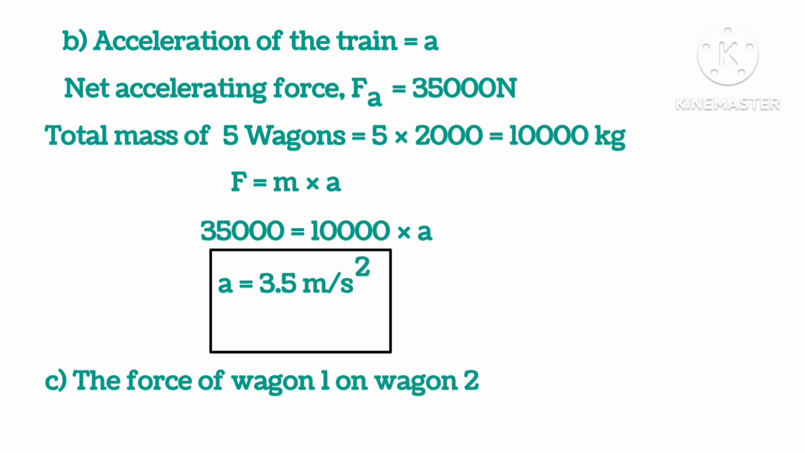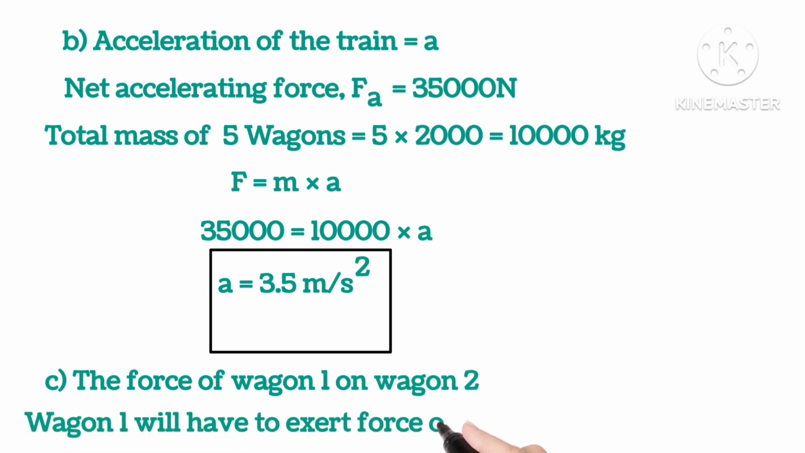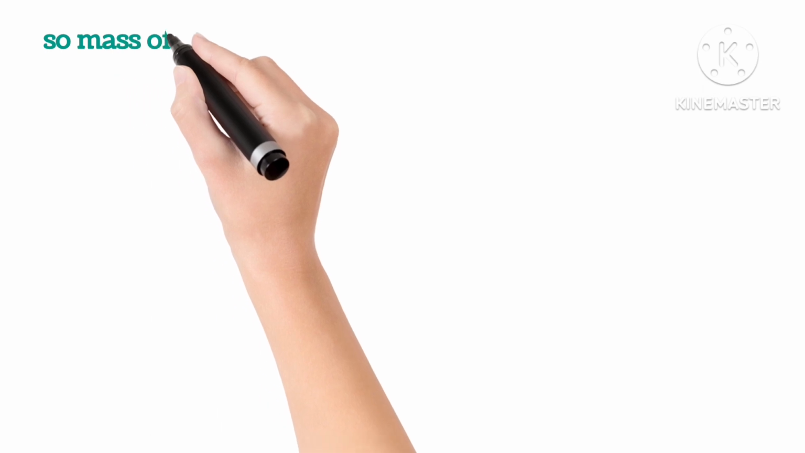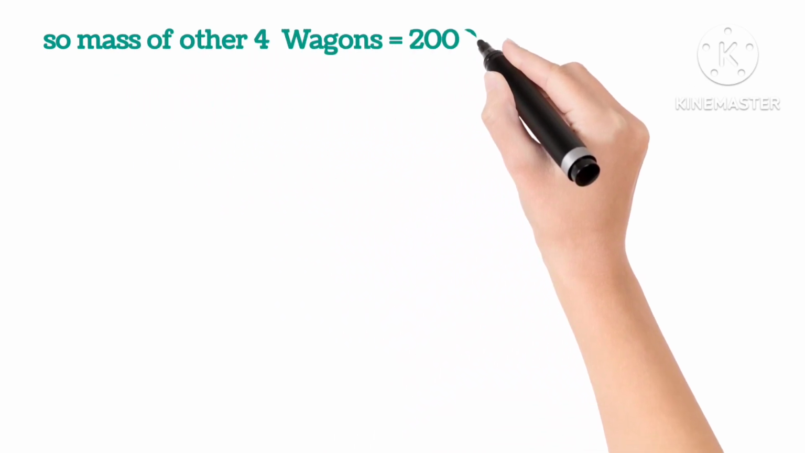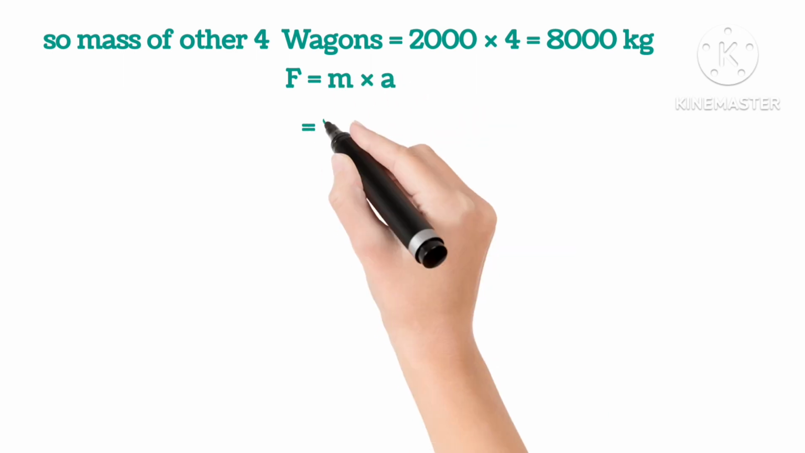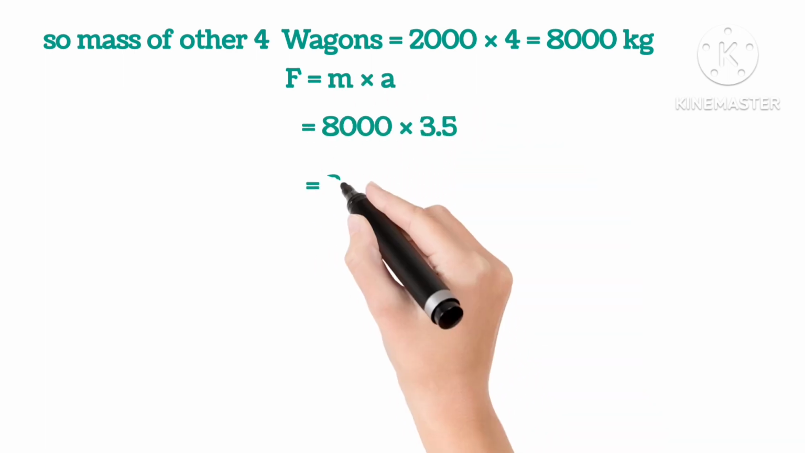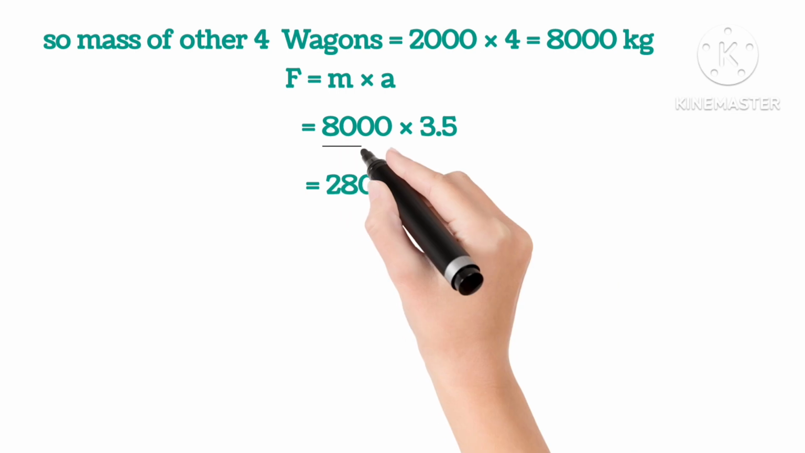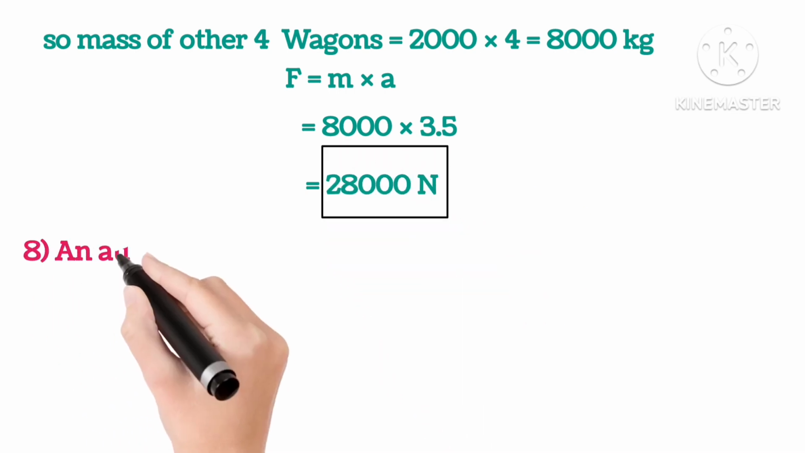See the force of wagon 1 on wagon 2. Wagon 1 will have to exert a force on all 4 wagons next to it. So the mass of the other 4 wagons will be 2000 multiplied by 4, that is 8000 kgs. Force is equals to ma. Putting the values, we get force 28,000 newtons.